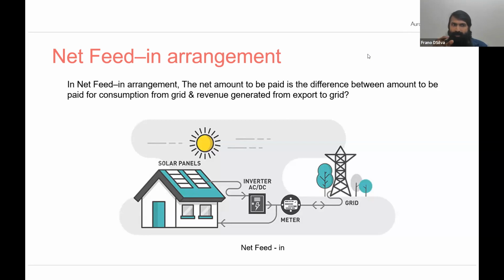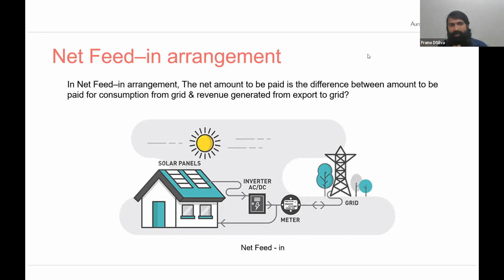And further, to give a little bit more explanation on the net feed-in mechanism, the bidirectional meter records the units that have been imported from the grid and also records the units that are generated by the solar energy system and exported to grid. The self-consumption that takes place in this metering mechanism is not recorded in this meter.